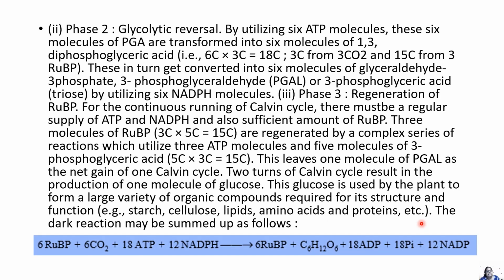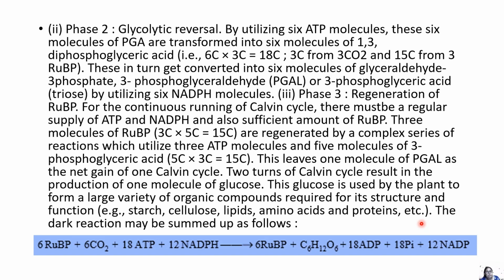Okay. Phase 2 is glycolytic reversal. By utilizing 6 ATP molecules, these 6 molecules of 3-PGA are transformed into 6 molecules of 1,3-diphosphoglyceric acid. These in turn get converted into 6 molecules of glyceraldehyde 3-phosphate, or 3-phosphoglyceraldehyde, by utilizing 6 NADPH molecules. And then phase 3, regeneration of RuBP.